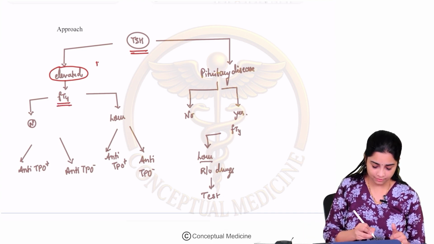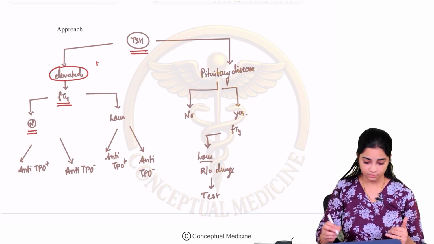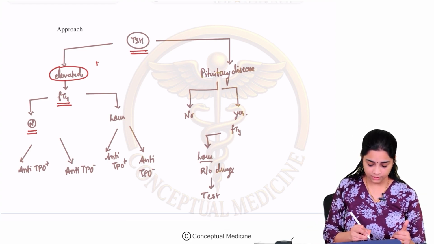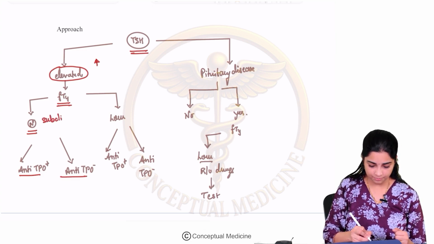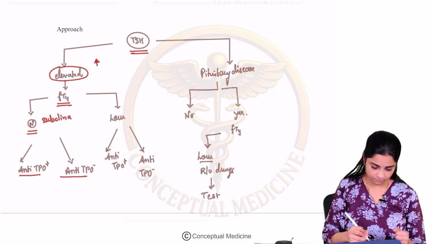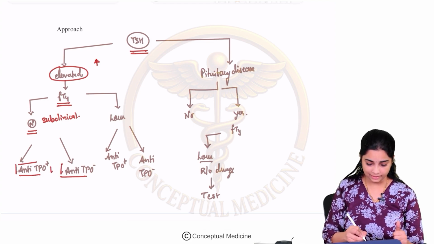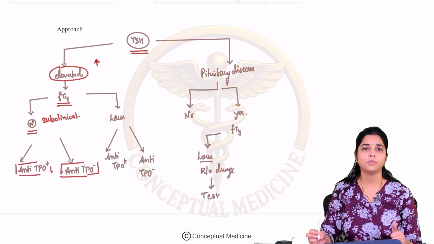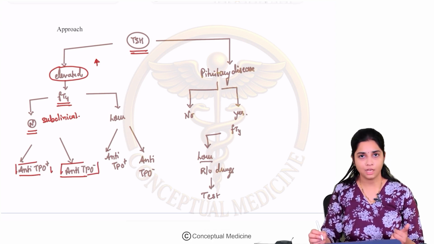Then if the FT4 levels are normal, so TSH is elevated but the FT4 levels are normal, then you look for the anti-TPO. What is this? TSH levels elevated, FT4 normal means subclinical, correct? Subclinical hypo. Then you go ahead and look for your anti-TPO antibodies, because this is the most common, most prevalent type of hypothyroidism.